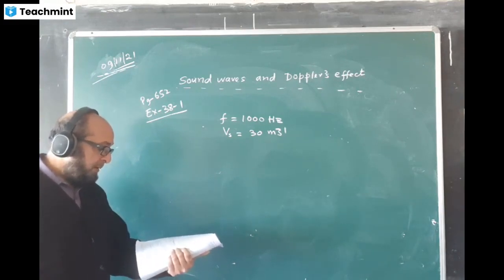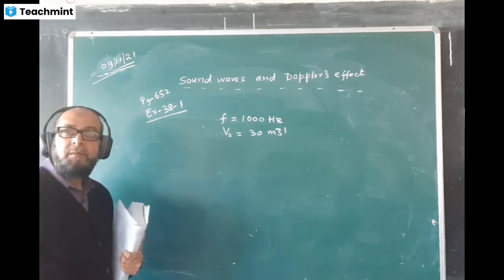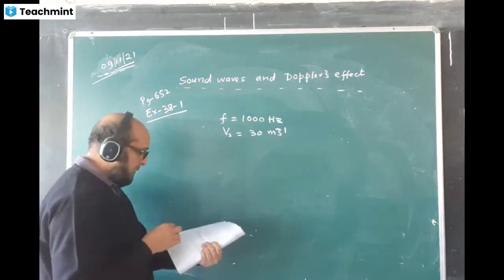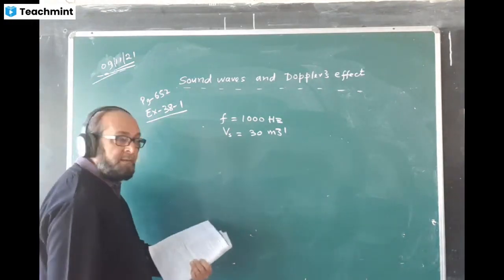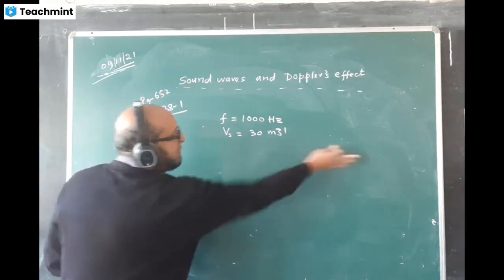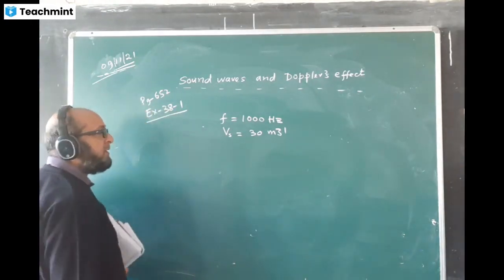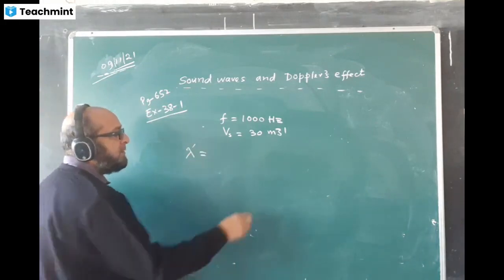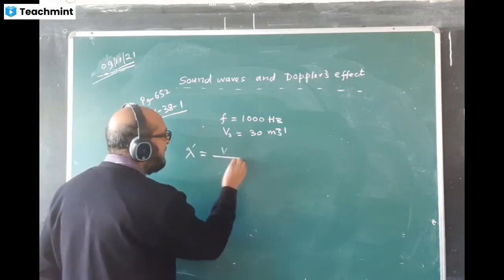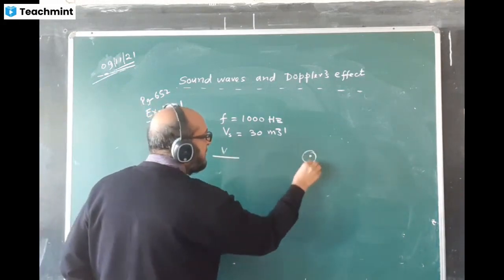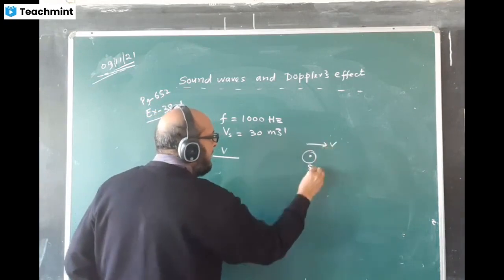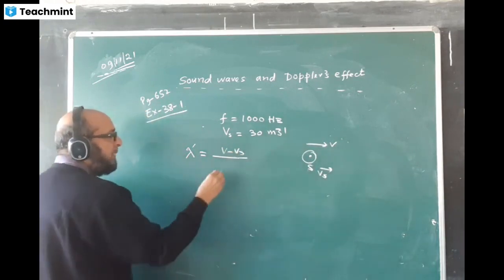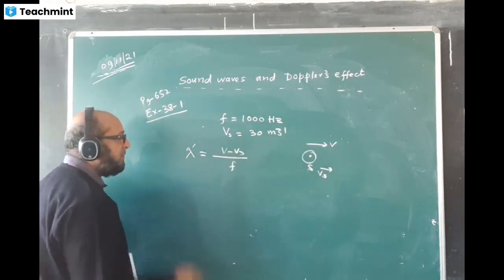You have to find only the wavelength. When the source is moving, they are saying ahead and behind. Ahead means here, where the source is going, and the person is behind, that means the person is at rest. What is the formula of apparent wavelength? The source is emitting the sound, V, and Vs is in the same direction, so that is relative motion, with V minus Vs by f. So we'll get the value of lambda.